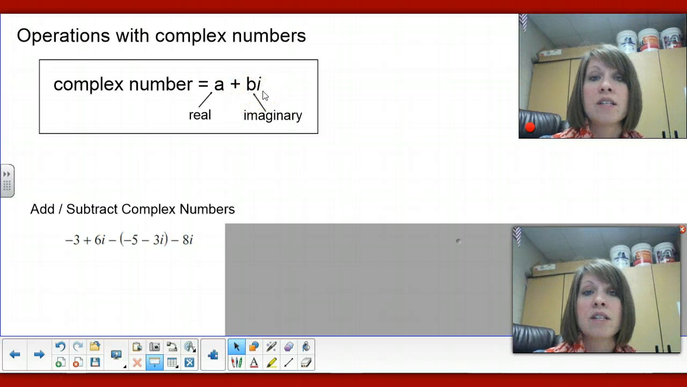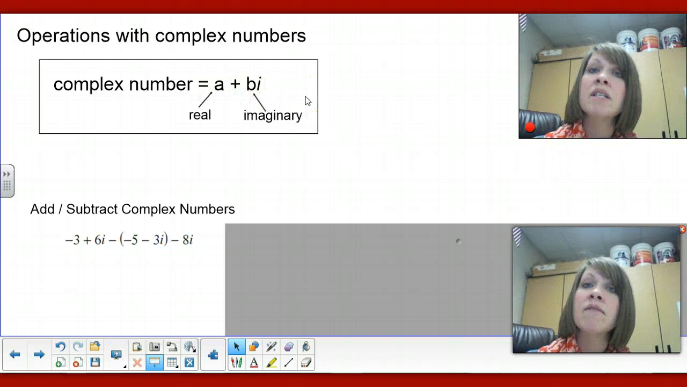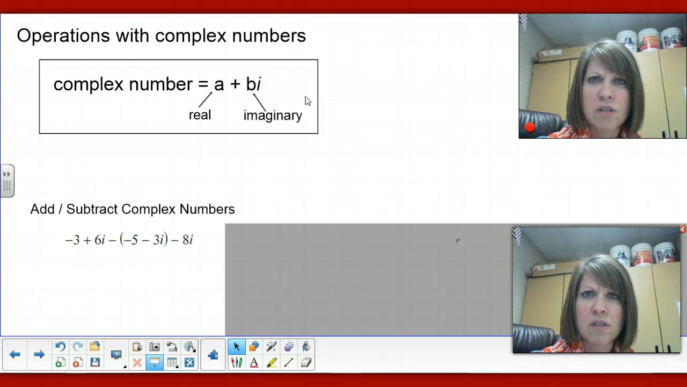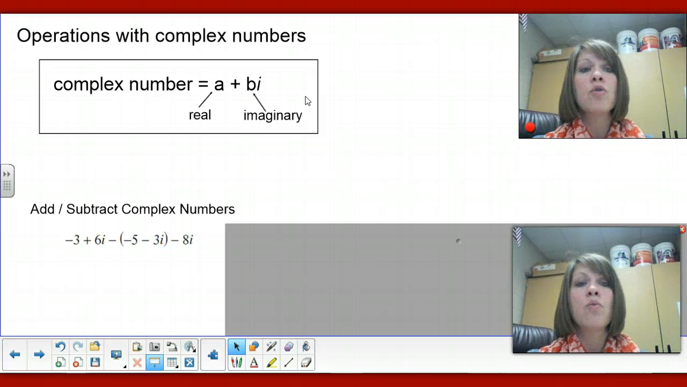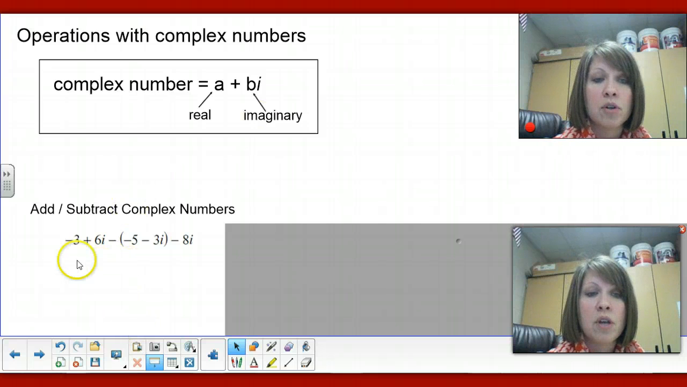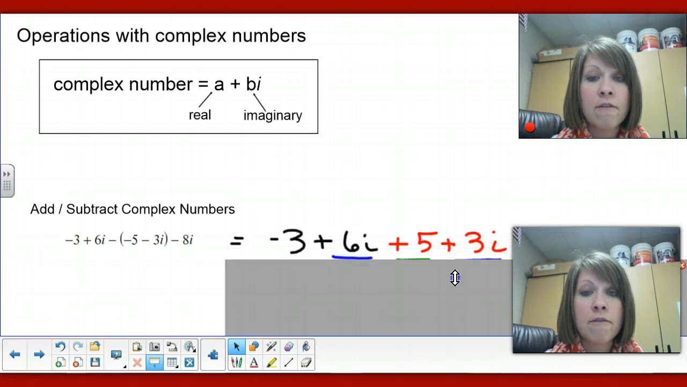When we subtract, complex form. When we multiply, we should still get a complex number. And even when we divide, this will be after Christmas, we're still going to get a complex number. Okay, so I want you, when you add and subtract complex numbers, just treat them like you would any other variable. We're going to distribute the negative, and then we're going to combine our like terms.